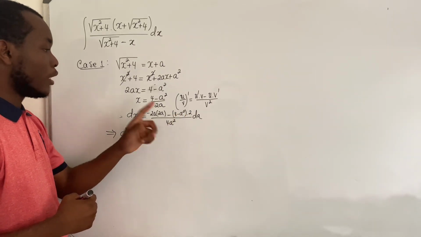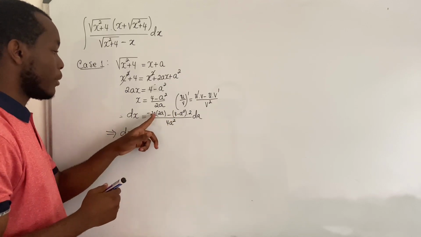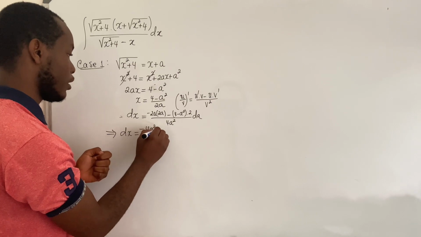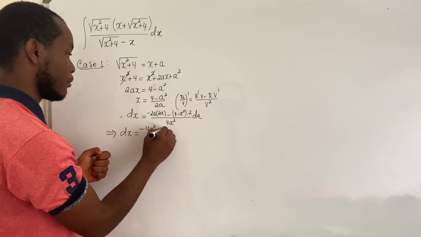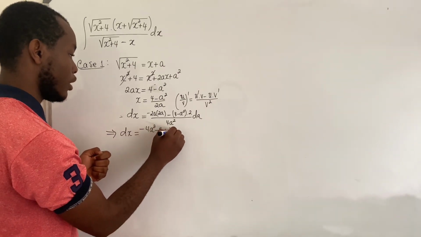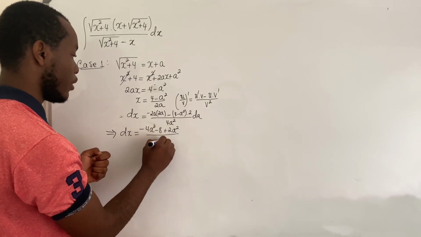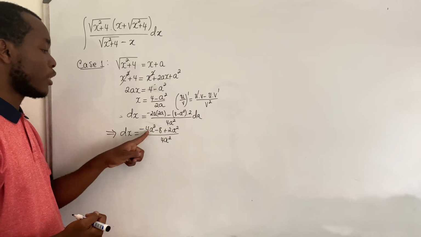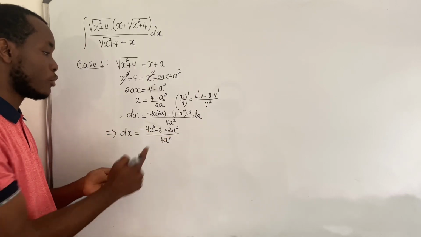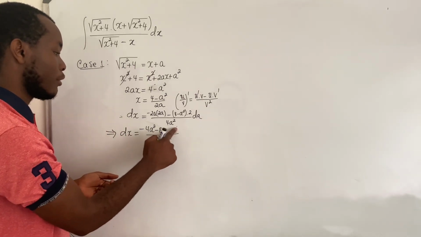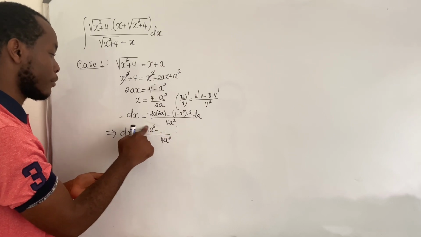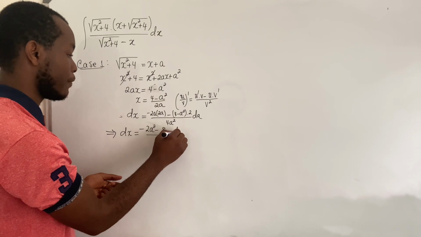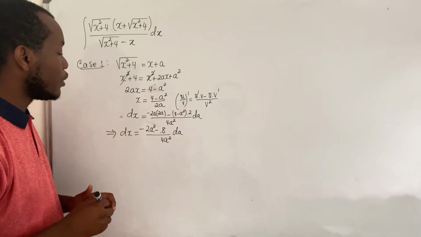Now dx is going to be equal to, these two can multiply inside. So we're going to have minus 4a squared minus 8 plus 2a squared over 4a squared, which we can reduce to a squared and minus 4, which is going to be minus 2a squared. So we're going to have minus 2a squared minus 8 dA. So that's the value of dx.